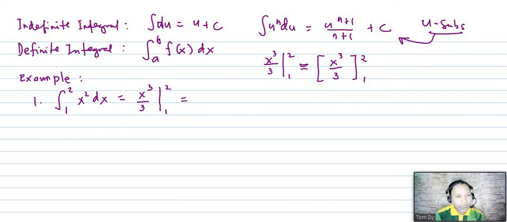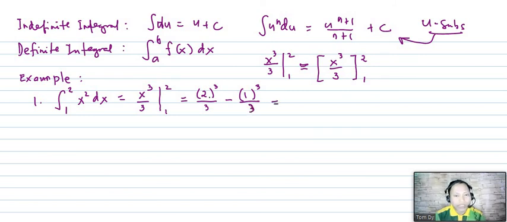This is your upper limit. All you have to do is substitute your upper limit for your unknown variable, your variable x. So substitute the upper limit first. That is 2 raised to 3 over 3. Upper limit minus the lower limit, 1 raised to 3 over 3.